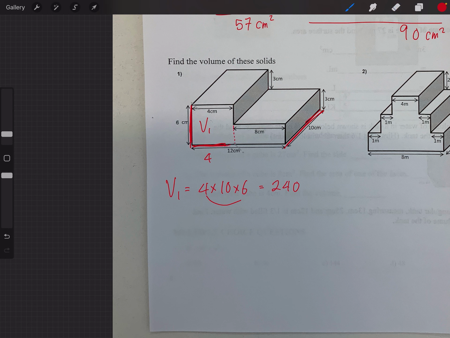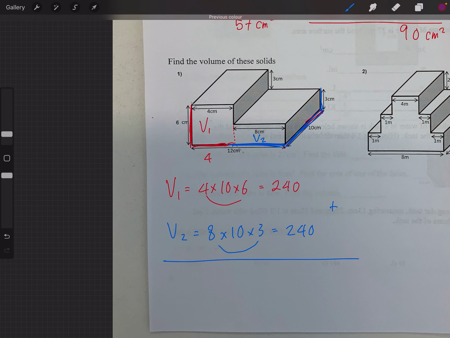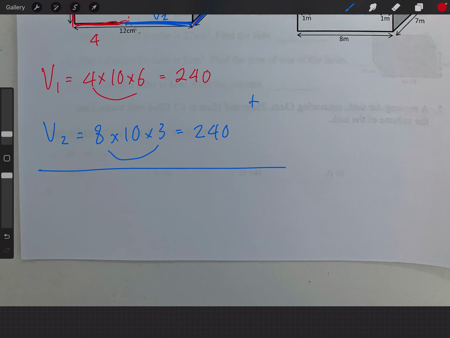Now let's look at the second piece. I'm going to put that in blue. So we want this one, we want the length, which is 8. Let's call this volume 2. We have 8 times the width, which is also 10, times the height, which is 3. 3 times 8 is 24, 24 times 10 is 240. So the volume of the bottom one is 240, the top one is also 240. And we want to find the total of the two volumes. 240 plus 240 is 480 centimeters cubed.